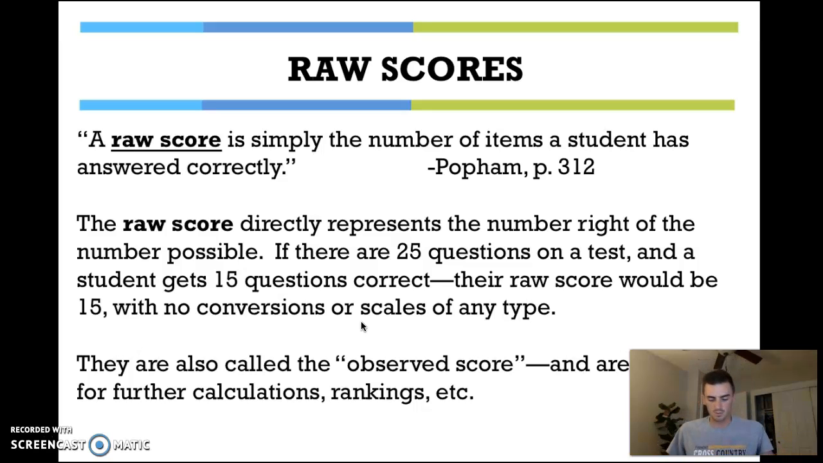Raw scores is one I put first because it's a lot of times what we'll get. And as Popham himself says, a raw score is, simply put, the number of questions or items a kid gets right. And usually it's the number out of the number possible. So if there are 25 questions on a test and a kid gets 15, his raw score would be 15. There's no conversions, there's no scaling, there's no fluffing, there's no comparing him to everyone else. His raw score is truly just his observed score.